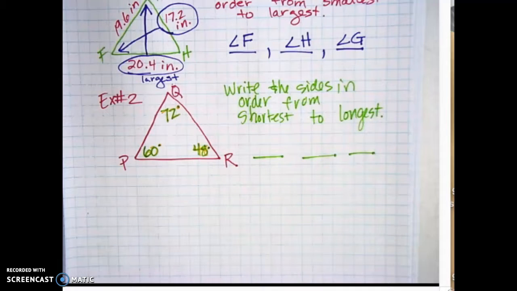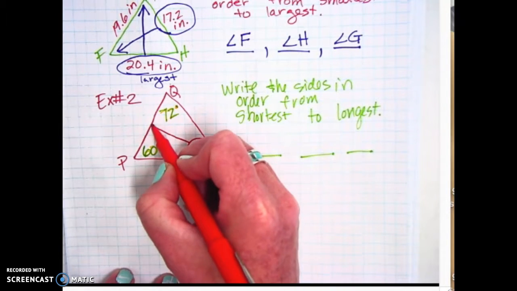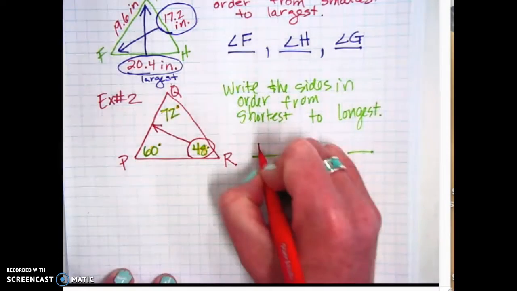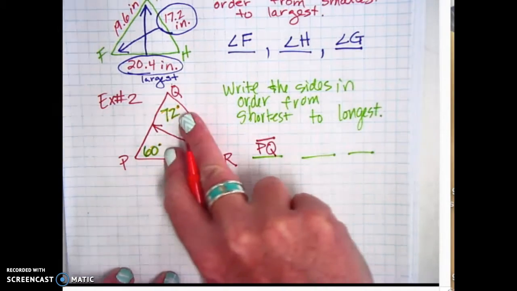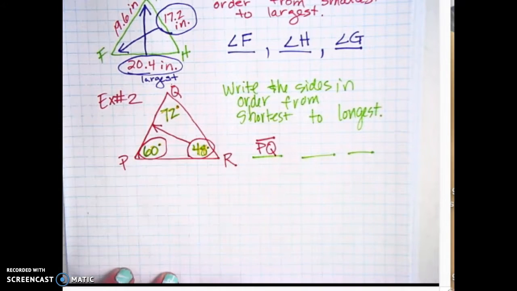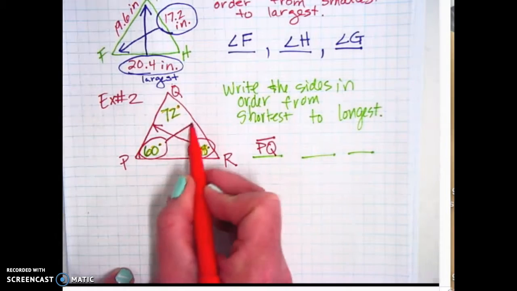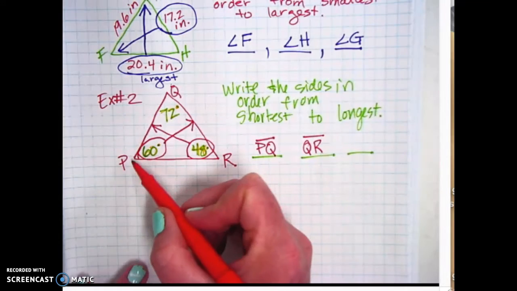So what do you want to get first? Do you want to get the shortest side, or do you want to get the longest side? Shortest. So we want to look for the what kind of angle? The smallest angle. So which is the smallest angle? The 48. So we want the side that's opposite that. What side is that? PQ. So you say PQ is the shortest. And then of the two angles that are left, which one's the next shortest? The 60. What side is opposite the 60? QR. And then for the last one, you just go for the one that's left. That would be PR.